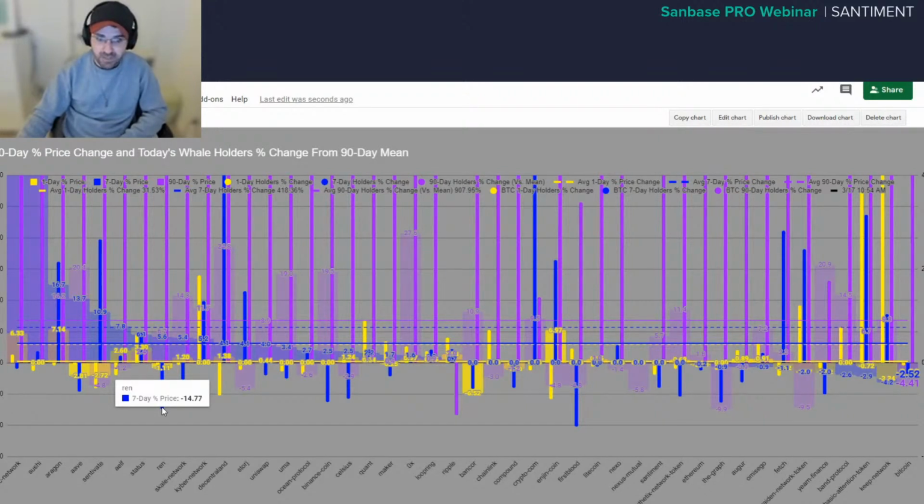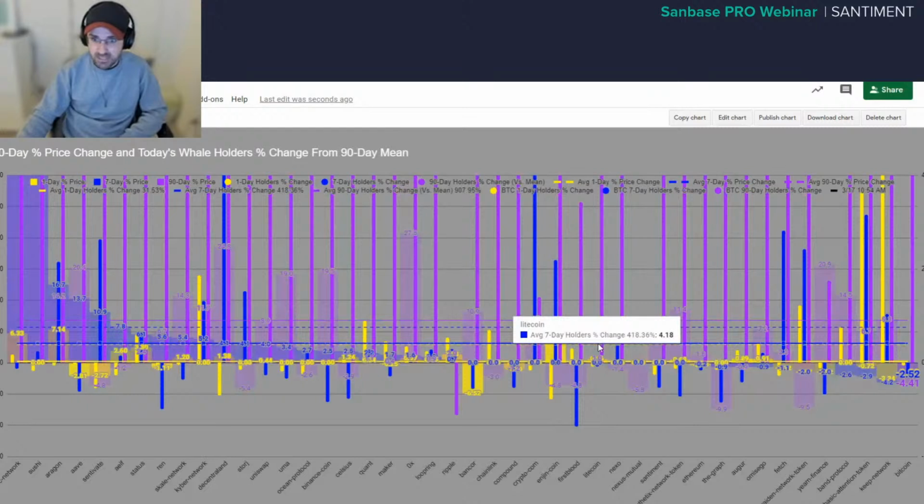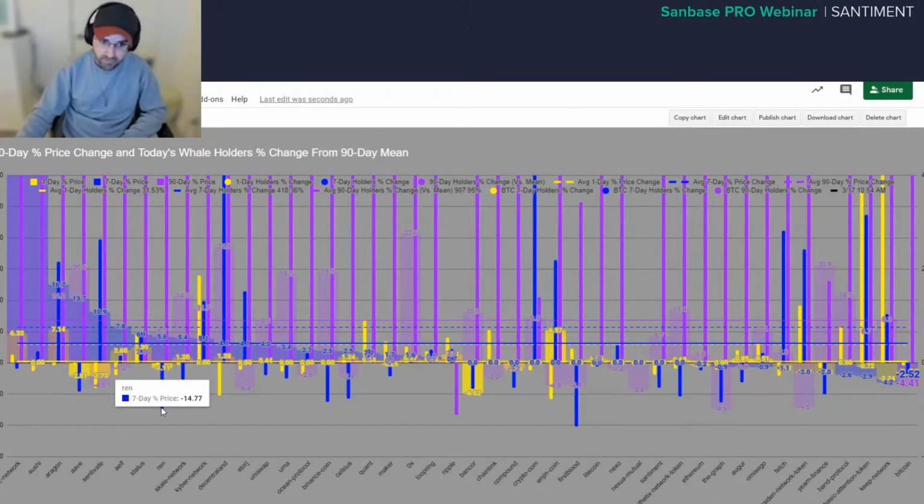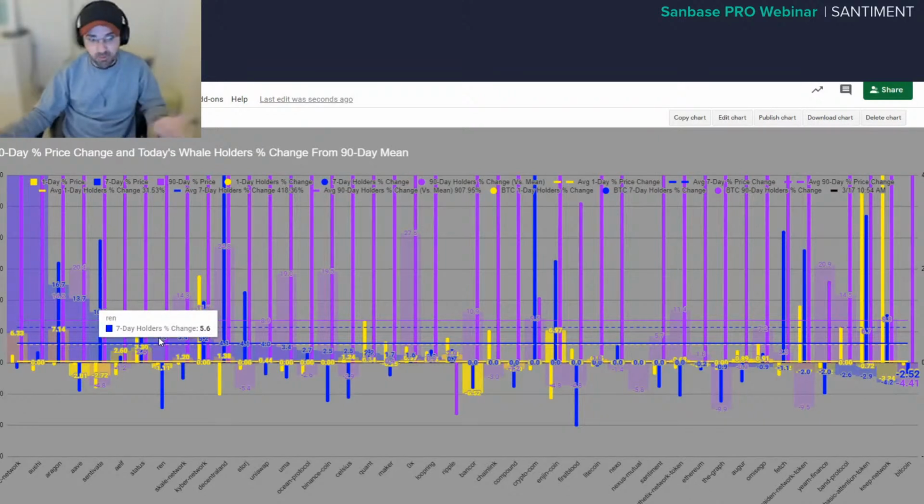So it's down 15%, when most of the price changes are a little more neutral here. Altcoins are all a little universally down, but Ren is more down, right, at negative 14.7%. But it's one of the better looking whale percent changes. This would be considered a bullish divergence, at least for this metric alone.